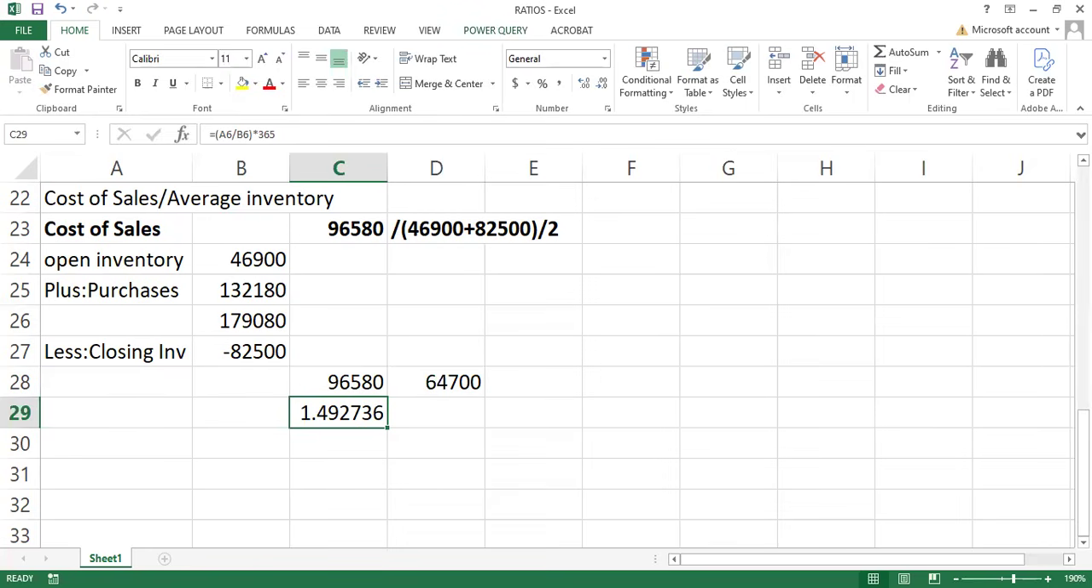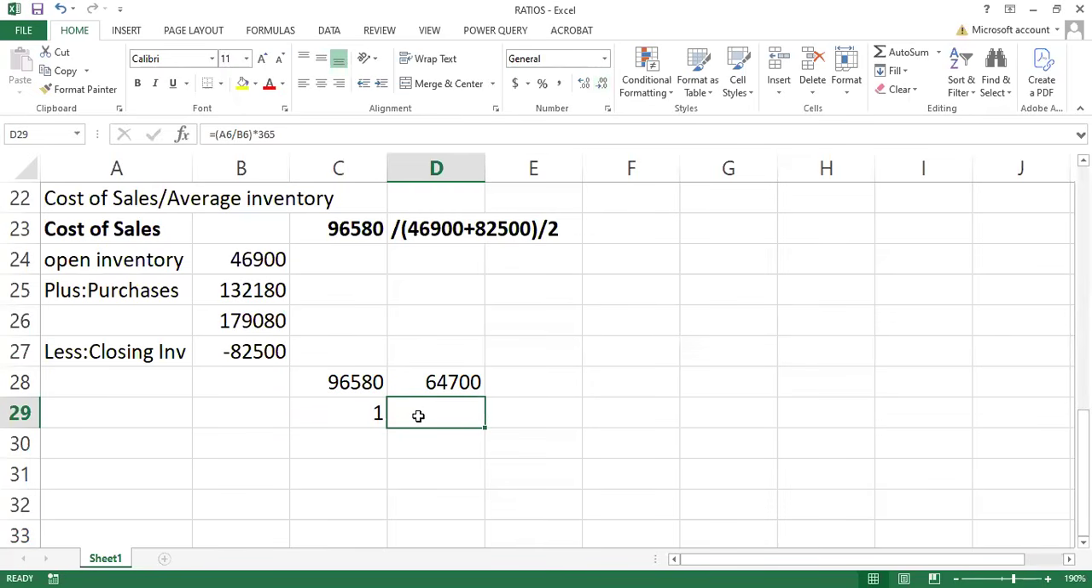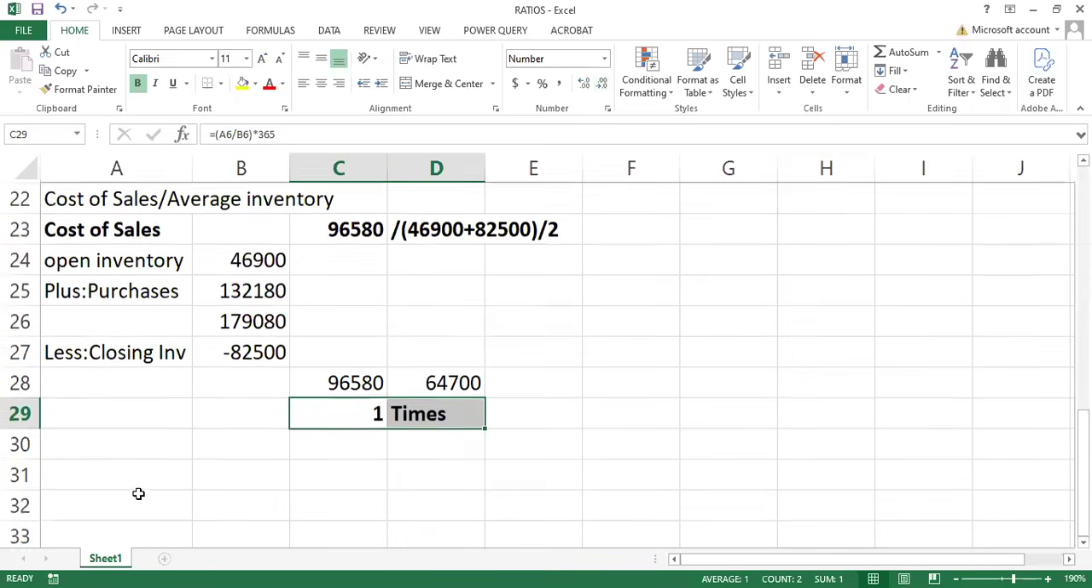And then our question, let me go back there and check. What was our question? It said no decimals. Okay, so which means we must click like this. It should be 1 times. So it goes there 1 times. Please make sure that you show each and every calculation, because it will be a mark at the end of the day. Okay, we are done with this one.